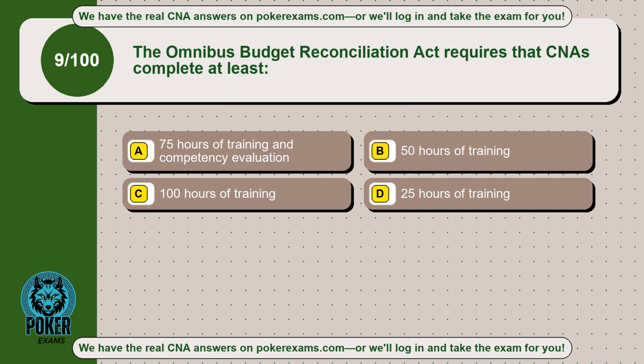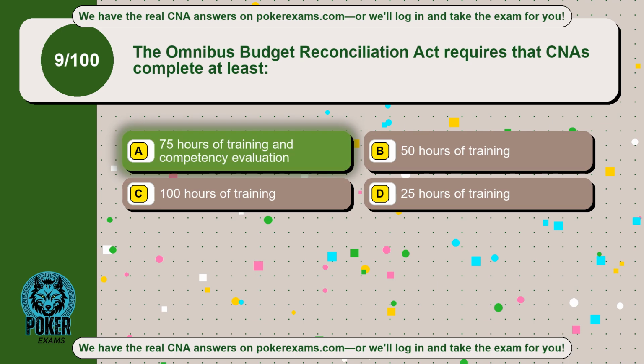Question 9. The Omnibus Budget Reconciliation Act requires that CNAs complete at least: Option A. 75 hours of training and competency evaluation. Option B. 50 hours of training. Option C. 100 hours of training. Option D. 25 hours of training.